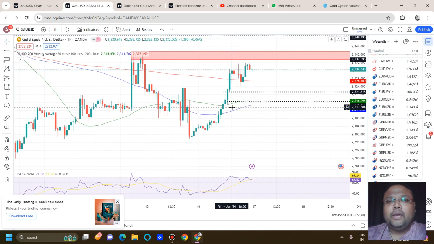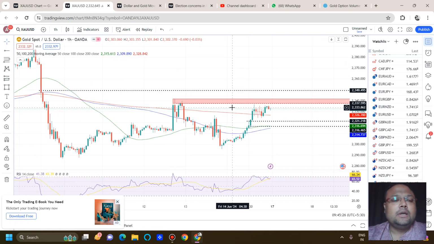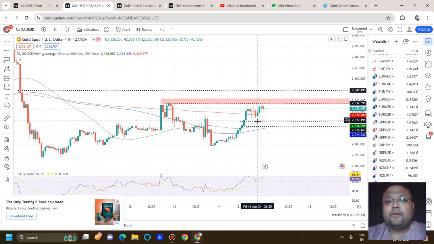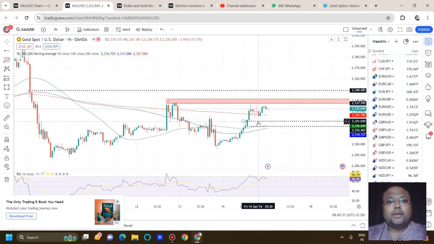And as a day trader, obviously, we need to trade from level to level, because we do not have a clear trend in the market right now. So let's discuss one by one.